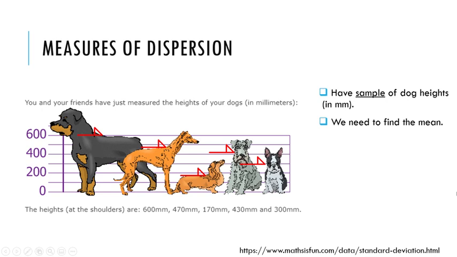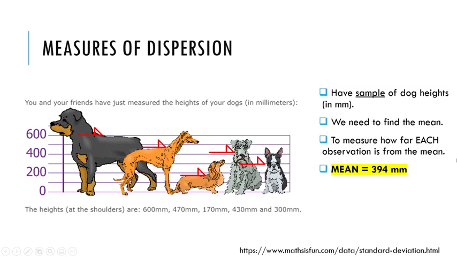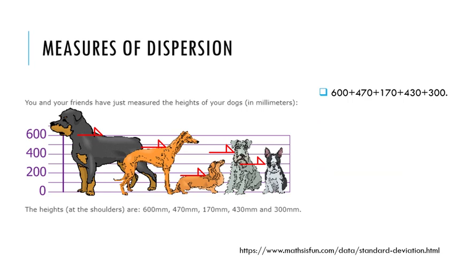And first we need to find the mean. I need the mean so I can measure how far each observation is from the mean, right? Some are going to be above the mean and some are going to be below the mean and some might be at the mean. So if I take this data and I calculate the mean, it gives me 394 millimeters. So the mean height for dogs in this sample right here, 394 millimeters.